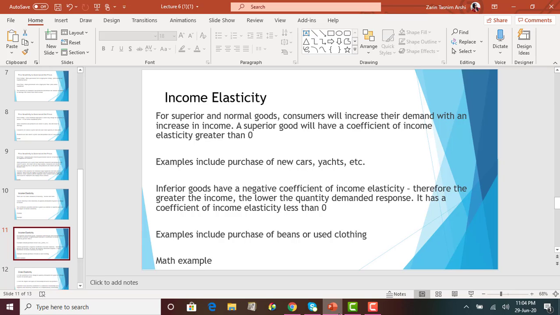For superior or normal goods, superior good means luxury goods, consumers will increase their demand with an increase in income. A superior good or a normal good will have a coefficient of income greater than 0. Examples include purchase of new cars, yachts, etc. On the other hand, inferior goods will have a negative coefficient. Therefore, the greater the income, the lower the quantity demanded response. Examples are purchase of used cars, purchase of beans, or purchase of used clothing.